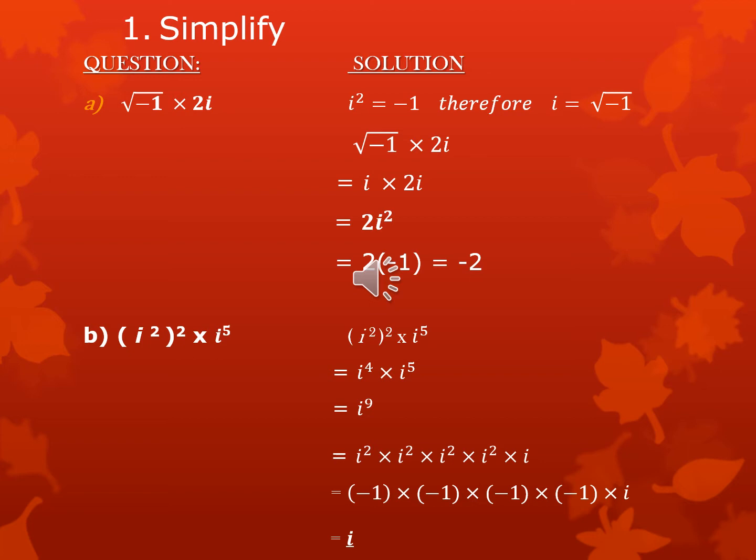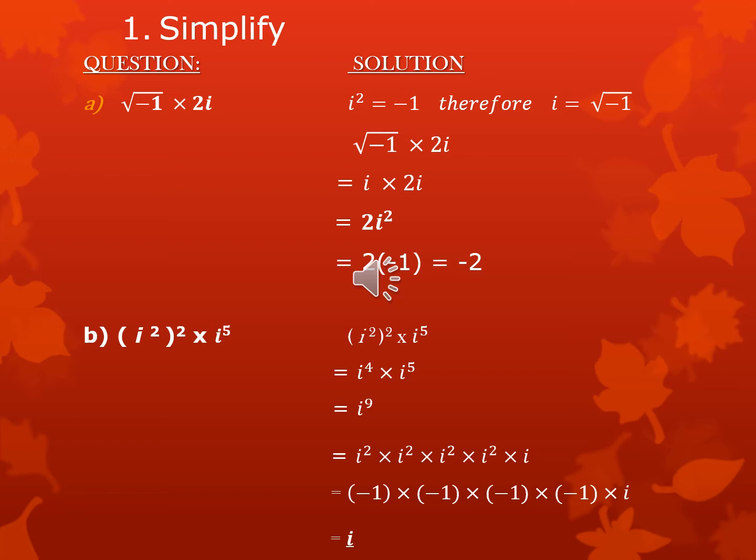Part B, (i squared) whole thing squared times i to the power 5. First of all, simplify the bracket. (i squared) whole thing squared gives us i to the power 4 multiplied by i to the power 5, which is further simplified to i to the power 9.